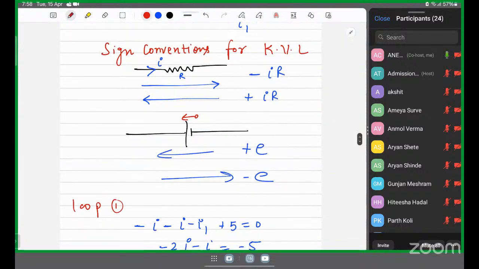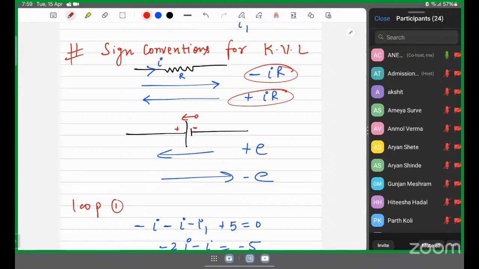First of all, you have to understand what the convention for KVL is. Remember that if the direction of current in the resistor and the conventional direction of current which I have taken for the loop are in the same direction, the value will be minus IR, and if they are in opposite directions, it will be plus IR. For voltage, the normal direction of EMF is from the negative terminal to the positive terminal. If the conventional direction in the loop is the same as the EMF, it will be plus E, and if it is in the opposite direction, we will have minus E.